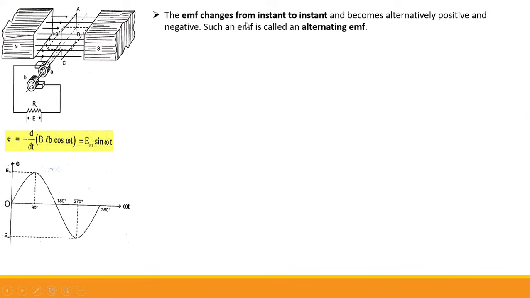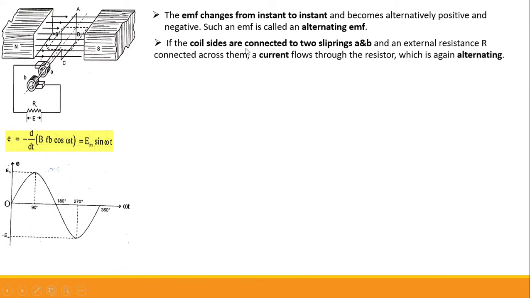The EMF changes from instant to instant and becomes alternatively positive and negative. Such an EMF is called an alternating EMF. The alternating EMF drawn here is a sinusoidal waveform. If the coil sides are connected to the two slip rings A and B, look at the diagram. A and B are slip rings and an external resistance R is connected across them. A current flows through the resistor which is alternating.